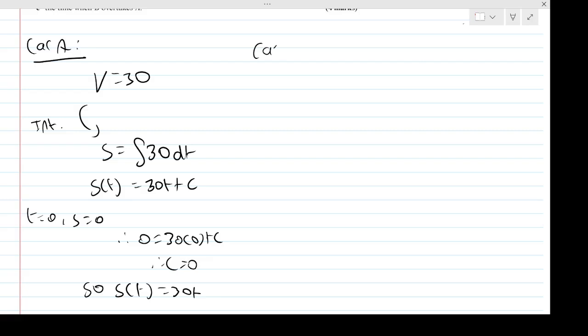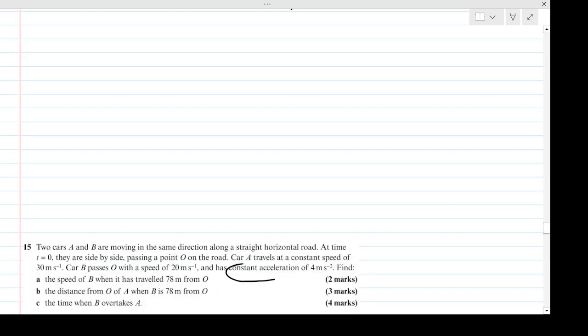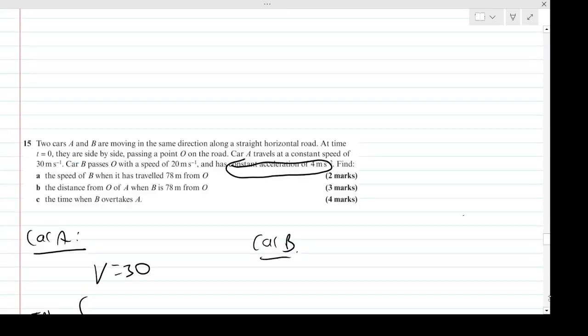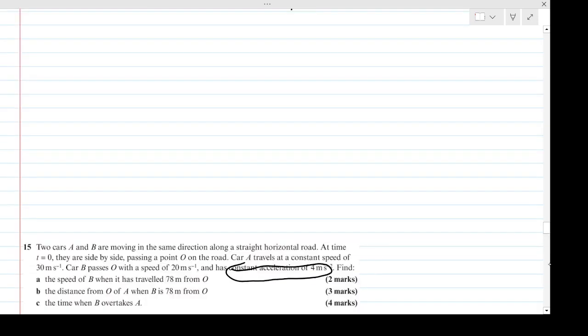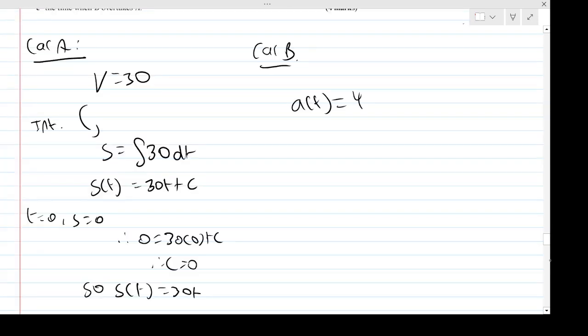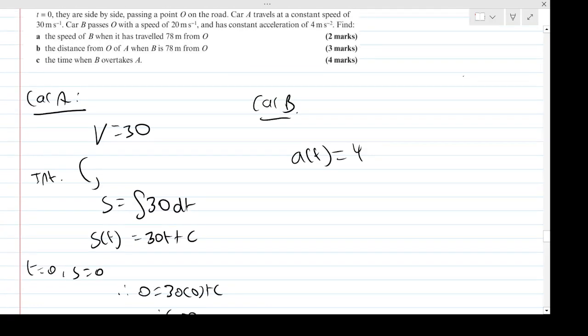Now for car B, I'm going to do the same. For car B, I'm now told it has constant acceleration. So that means the acceleration function is just 4, okay? It's the constant acceleration of 4. So a is just equal to 4. So now I'm going to do the same process of just integrating to get to the other quantities. So if I integrate to velocity firstly, well, v of t, the integral of 4, I'll just add a t on, so it's going to be 4t, add d, right?